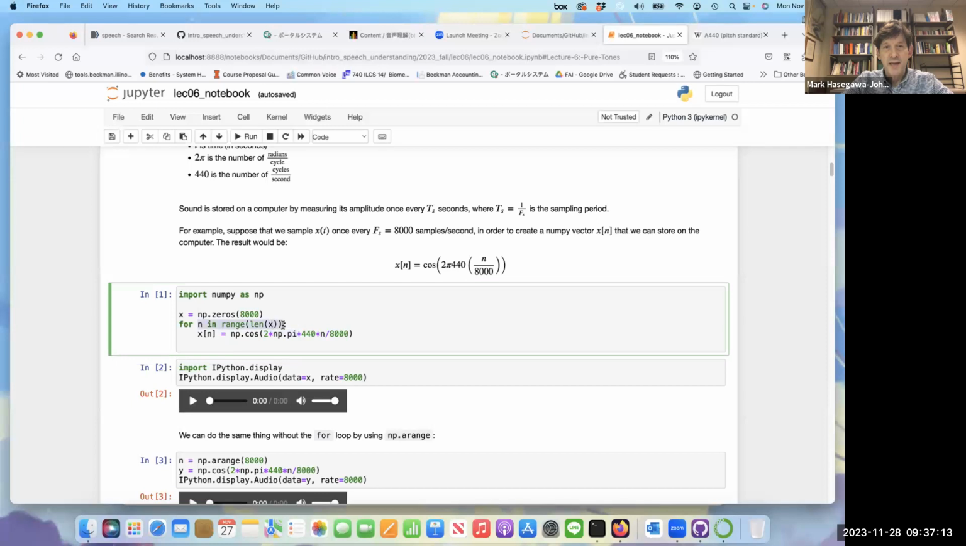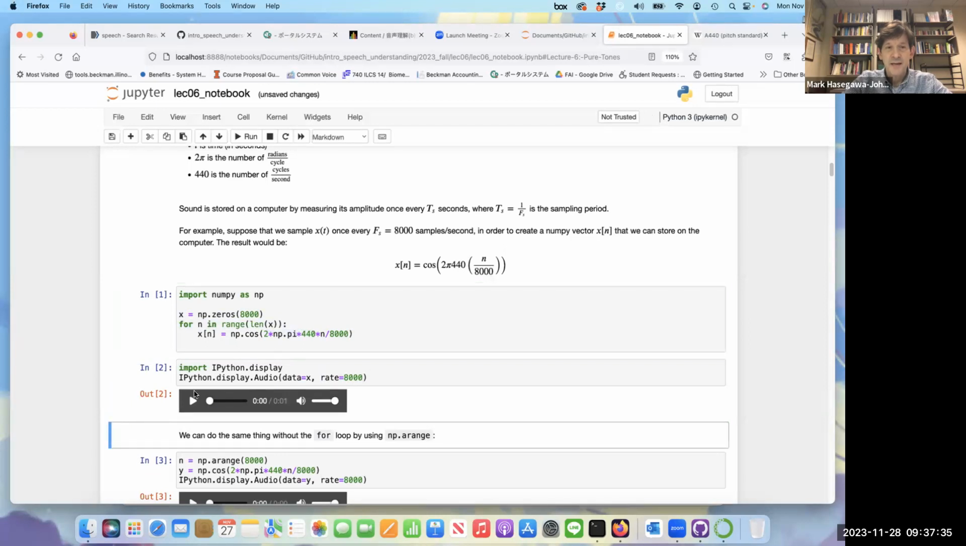And I'm going to make n be 8,000 samples long. So I'll make x have 8,000 samples, and then each of those 8,000 samples will be the cosine of 2 times pi times 440 times n over 8,000. And then if I play it back at a rate of 8,000 samples per second, I get that same A440. So there's that pure tone A440.